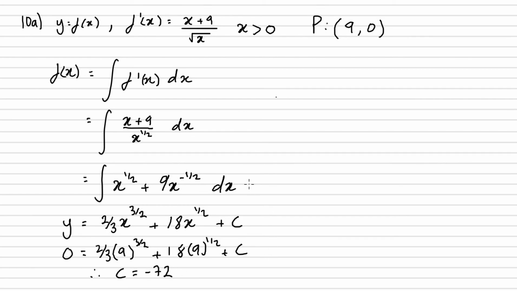So now I can write out the final answer by substituting c back into this equation here. So y equals 2/3 x to the power of 3 over 2 plus 18x to the power of a half minus 72. Okay, and that's the final answer.